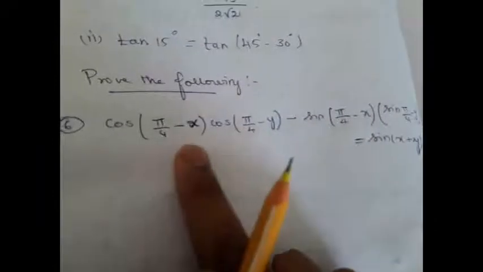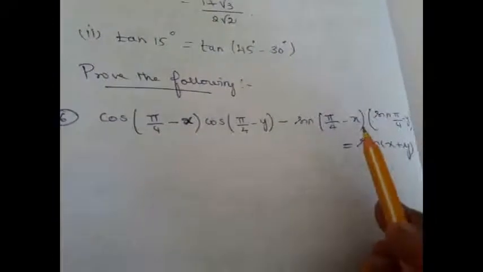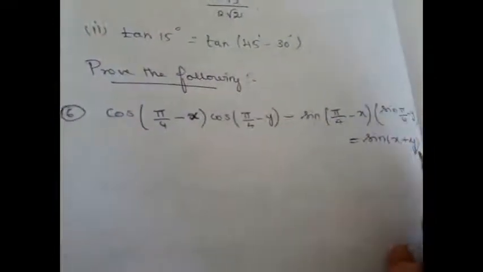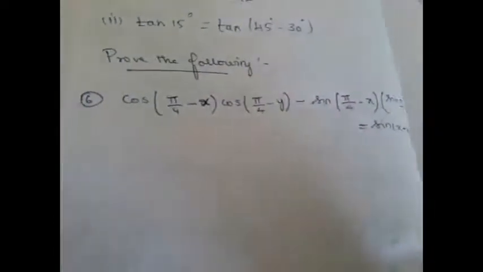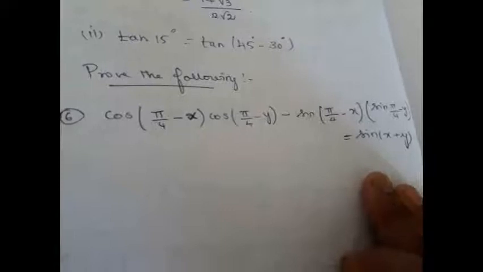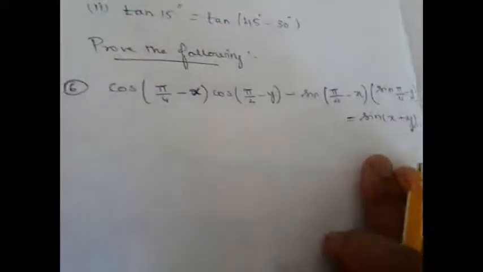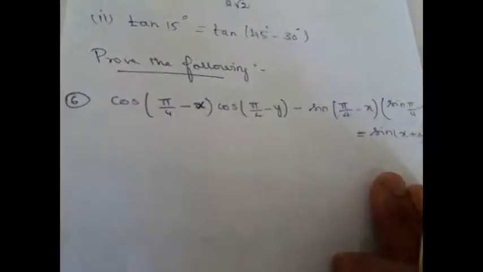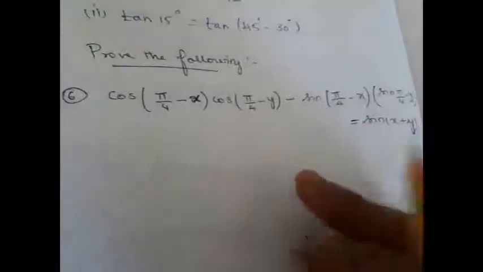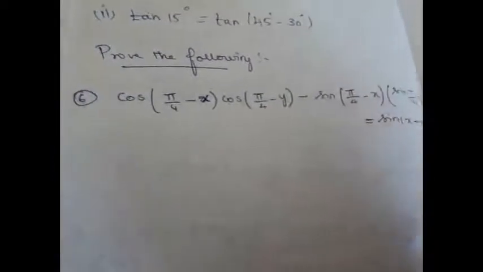Now let us see how we can prove the next question: cos of pi by 4 minus x into cos of pi by 4 minus y, minus sin of pi by 4 minus x into sin of pi by 4 minus y, equal to sin of x plus y. You get familiarity with the identities only if you do more practice on trigonometric problems. If there is less practice, it will be difficult for you to identify the identities. When you do more problems, on looking at the question itself you can easily identify which identity it resembles.